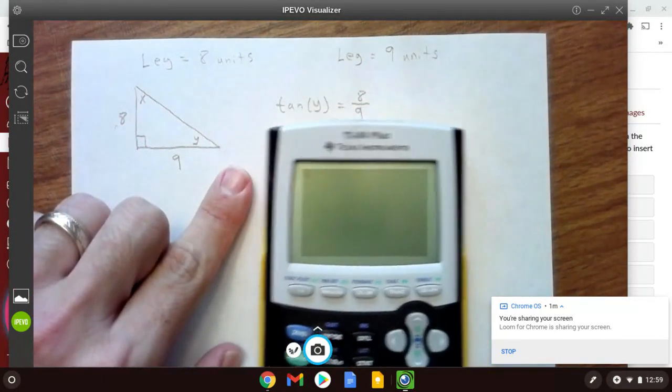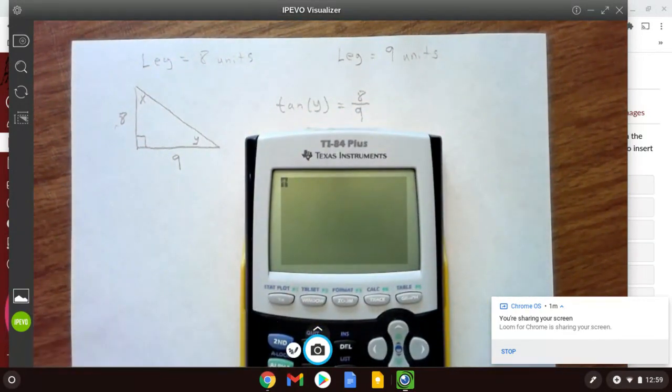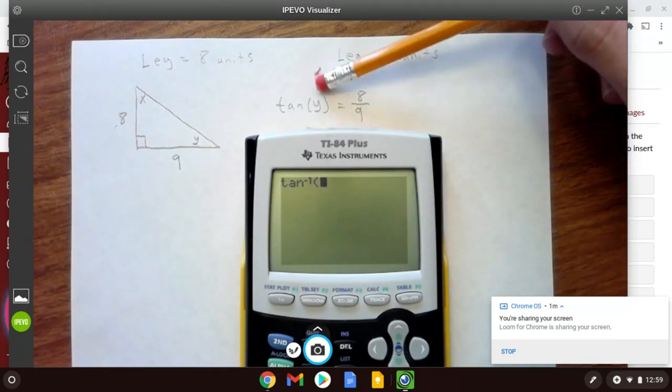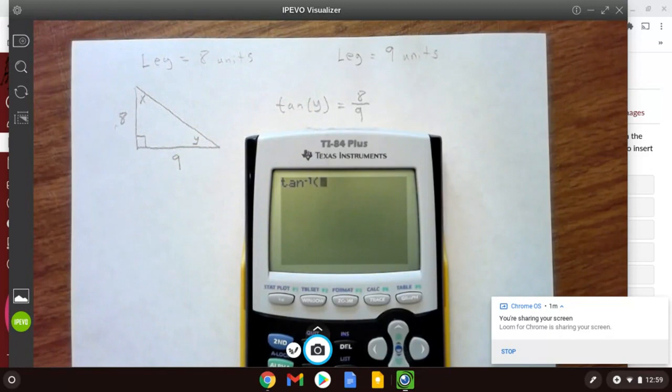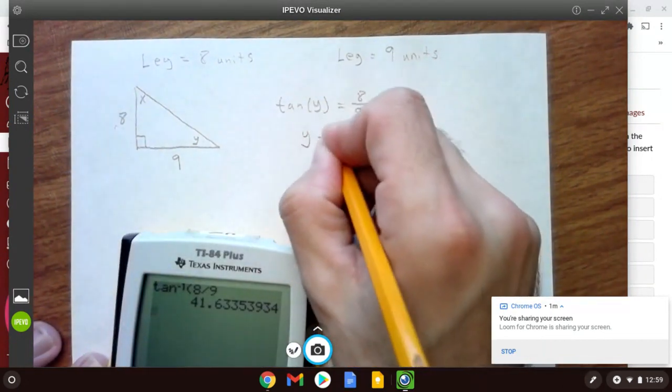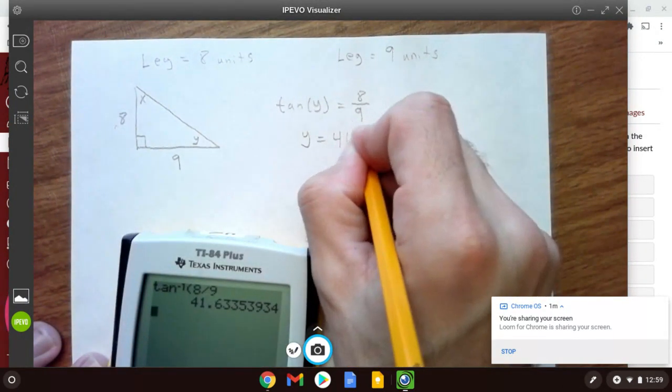All right, so we're going to use the inverse tan function here. So inverse tan of 8 over 9, and that's going to solve for my y. I get 41.63. All right, so the y, 41.63.